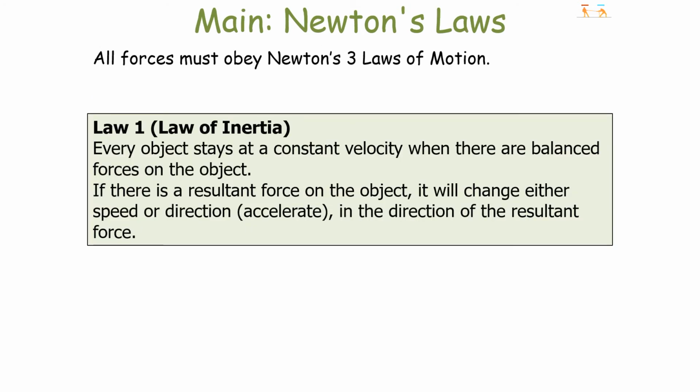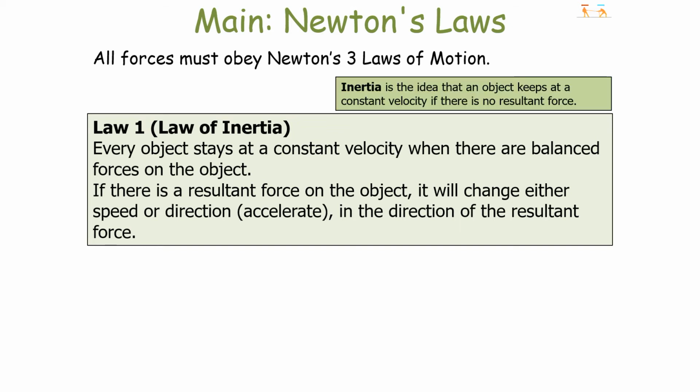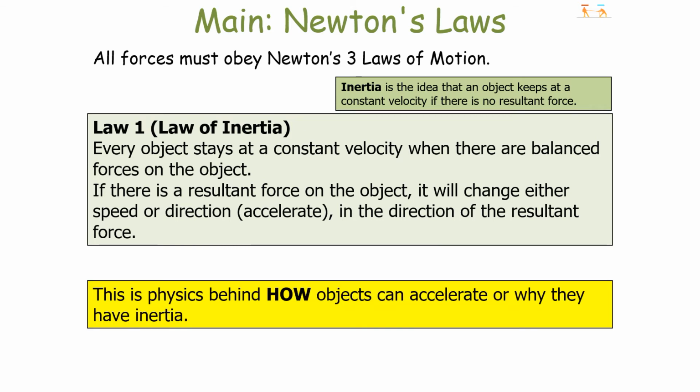Law 1, the law of inertia. Every object stays at a constant velocity when there are balanced forces on the object. If there is a resultant force on the object, it will either change speed or change direction. It will accelerate in the direction of the resultant force. Now, inertia is the idea that an object keeps a constant velocity if no resultant force is acting on the object. So this is the physics behind how objects can accelerate or why they have inertia.